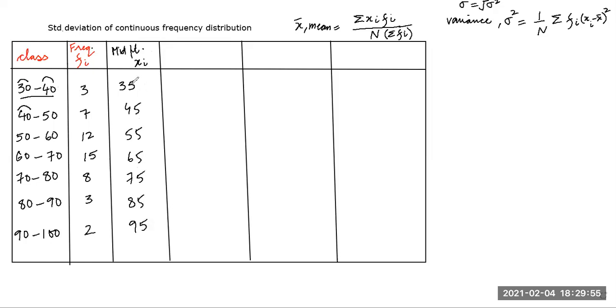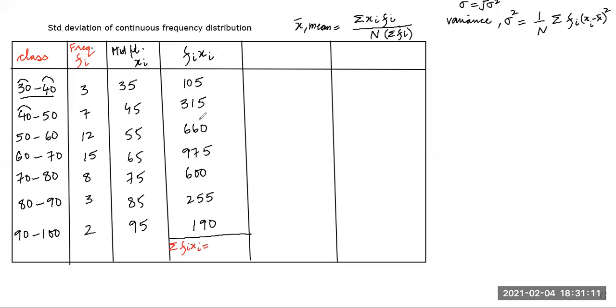Having calculated midpoint, now we can multiply fi with xi. Why we want to do this? To find out the mean, right? In the mean, we want the product of xi and fi. So we will complete this also. Now students, after we have calculated all fi xi, I will simply find summation fi xi. If you add all this, very simple, you will get 3100. You should do it yourself.